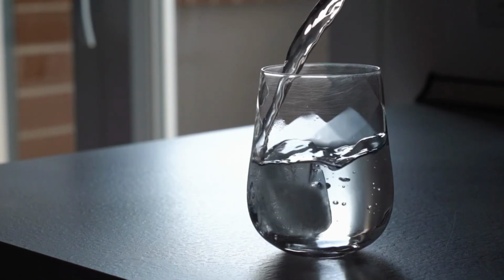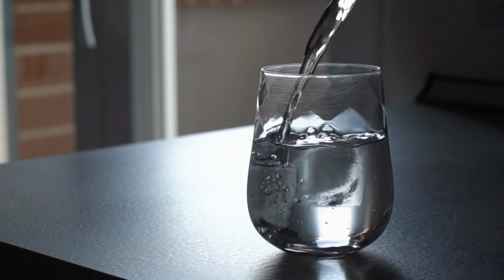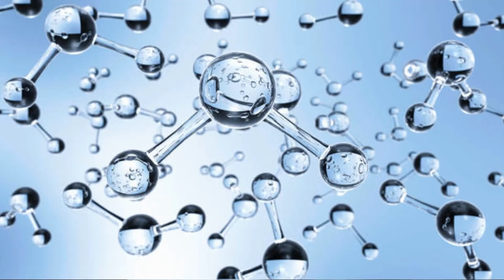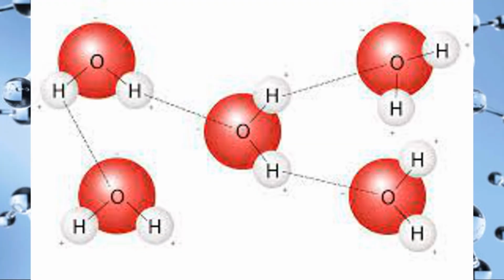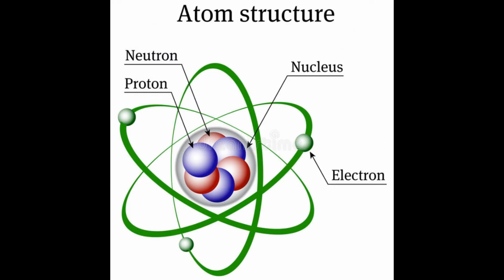Now let's get back to our example of ice and water. Water is made up of 2 hydrogen atoms and 1 oxygen atom. Within each atom, you find what we call subatomic particles. These are neutral neutrons and positive protons that we tend to find in the nucleus, and negative electrons.